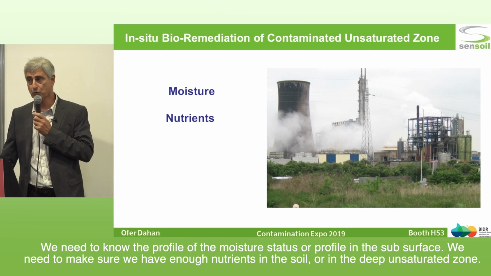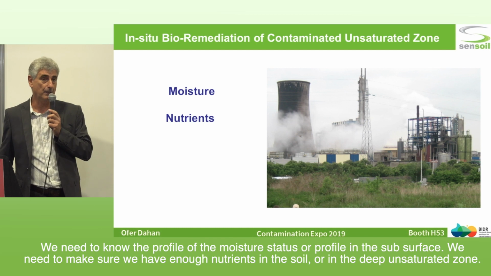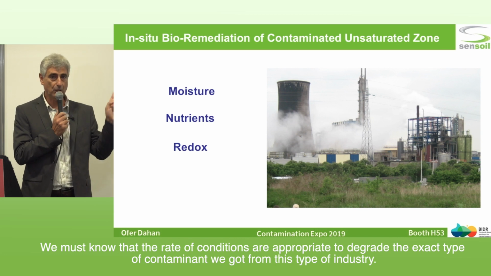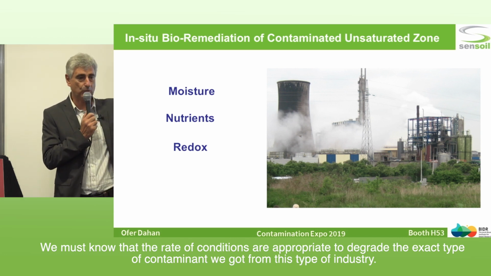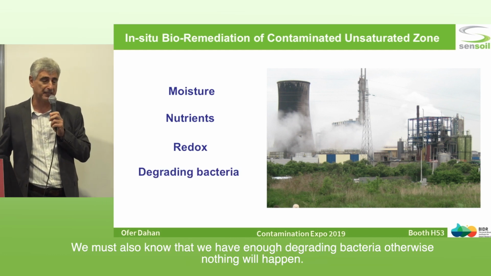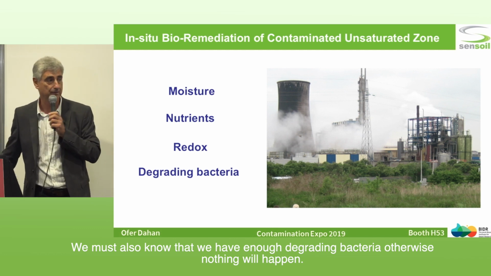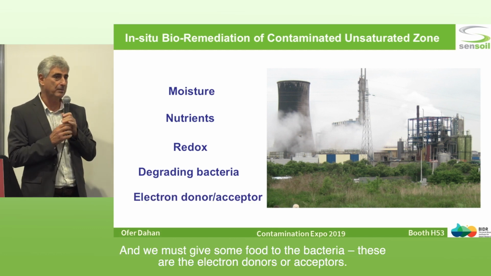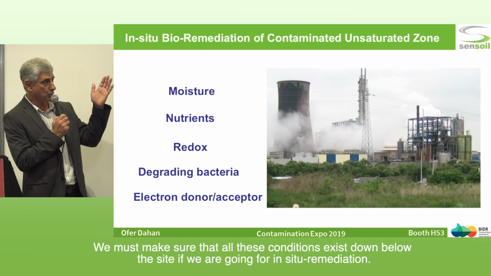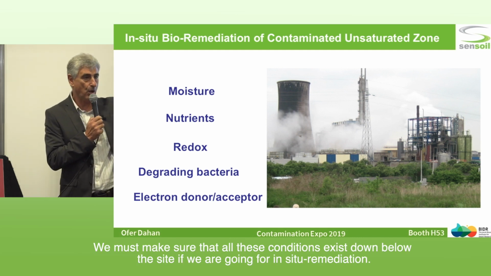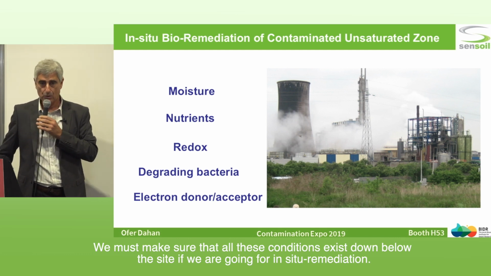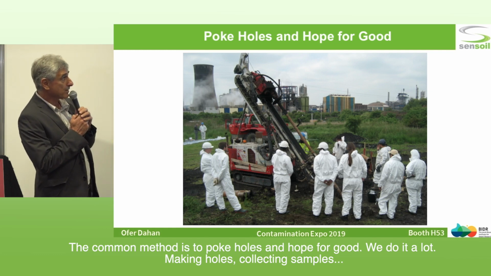We need to make sure we have enough nutrients in the soil or in the deep unsaturated zone. We must know that the redox conditions are appropriate to degrade the exact type of contaminant we got from this kind of industry. We must also know that we have enough degrading bacteria there, otherwise nothing will happen. And we must give some food to the bacteria, the electron donor or electron acceptor that will do the work for us. So we must make sure that all these conditions exist down below this site if we want to go for in-situ remediation.